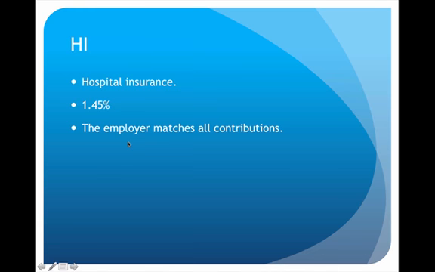contribution. Then we have the HI tax. The HI tax stands for hospital insurance, or what most people refer to as Medicare. The tax rate here is 1.45%. And notice there's no mention of a limit, and that's because there is none. 100% of all earnings are going to be taxed under HI. So it doesn't matter how much the person made, regardless of the income level, we will always withhold that percentage. And again, the employer will match dollar for dollar everything that the employee contributed.